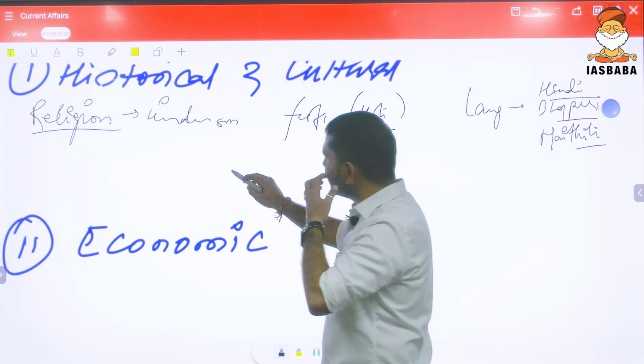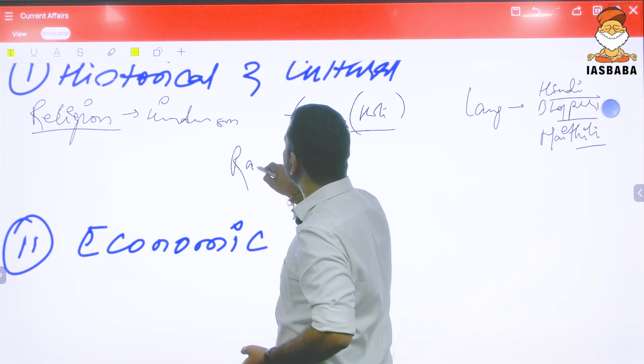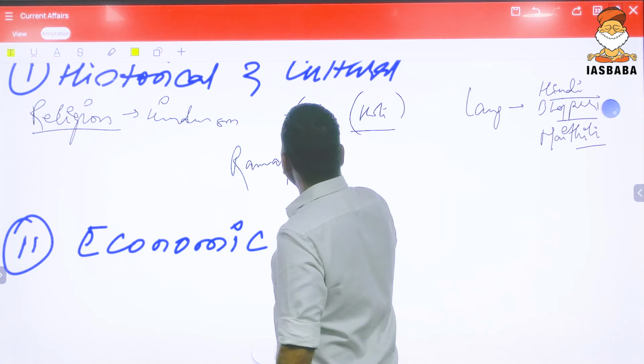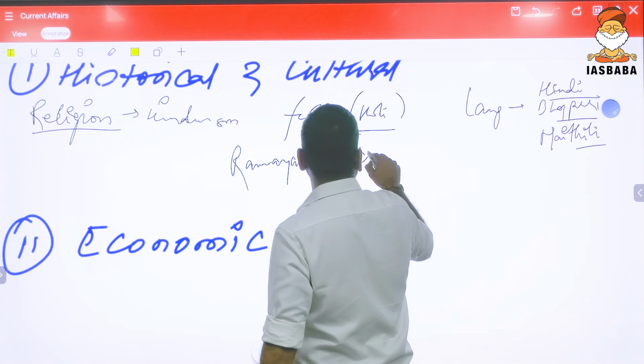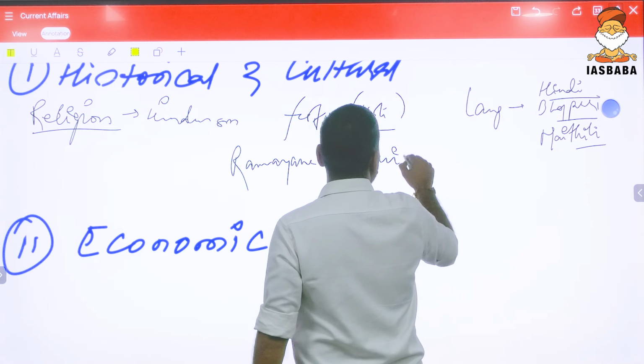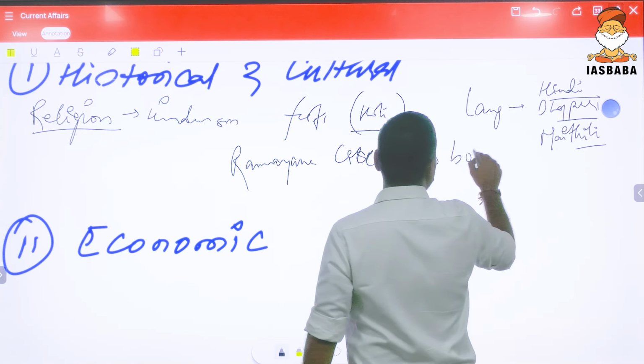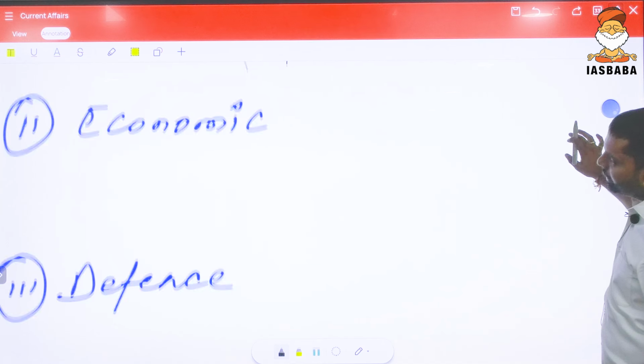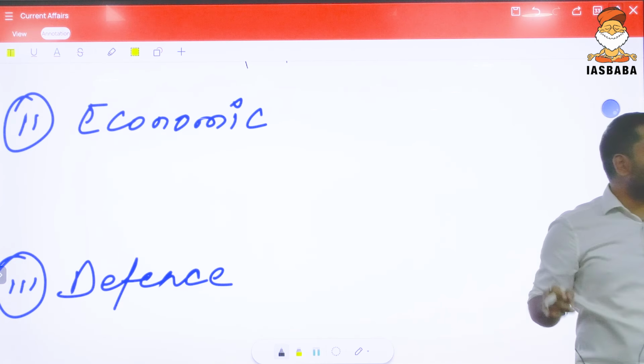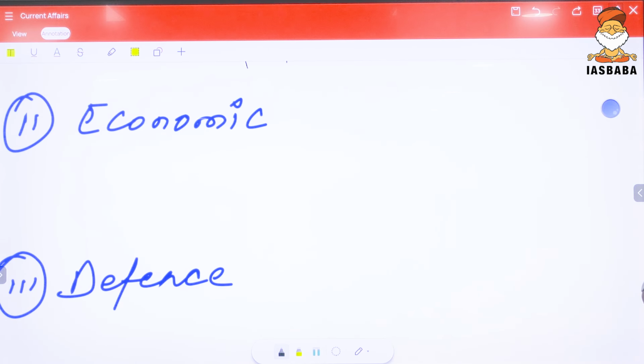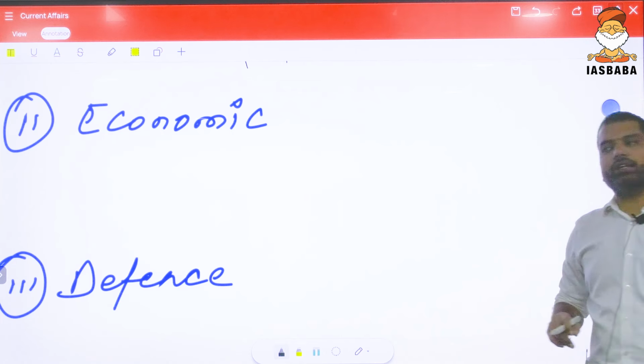Also, the Ramayana circuit is proposed for both the countries, India and Nepal, because Janak is in Nepal, Janakpur, right? So that is the second thing.